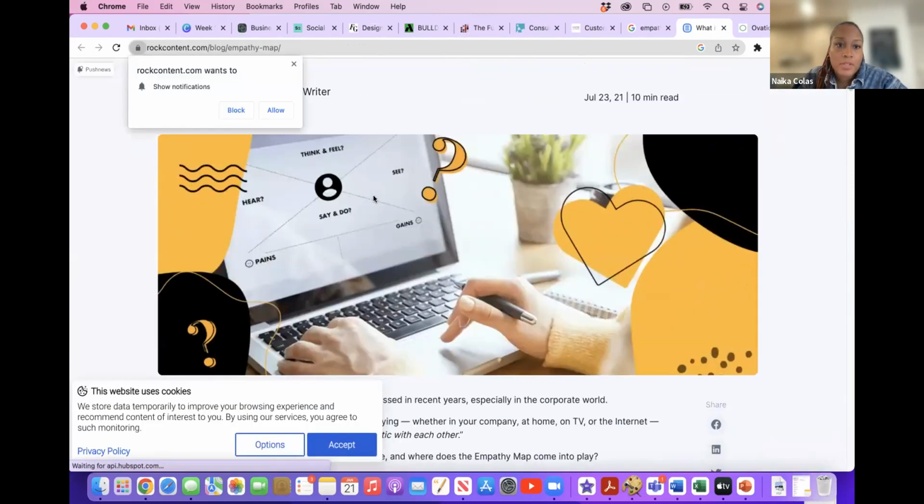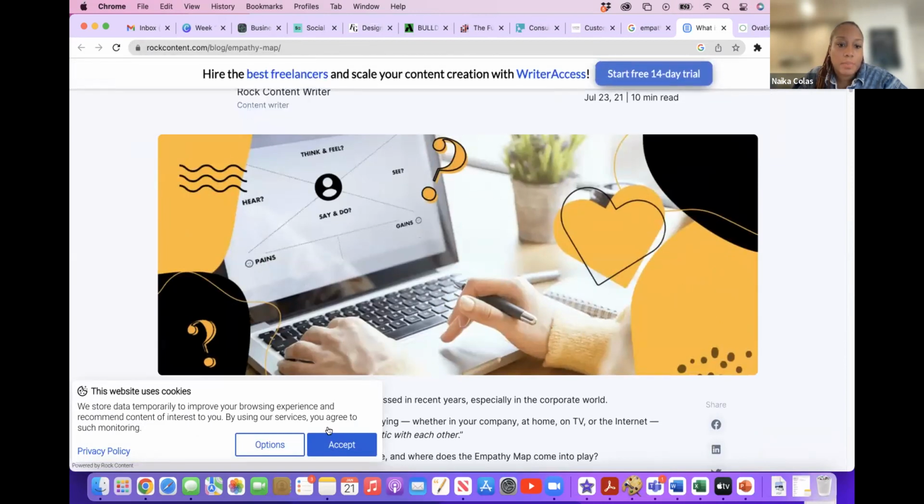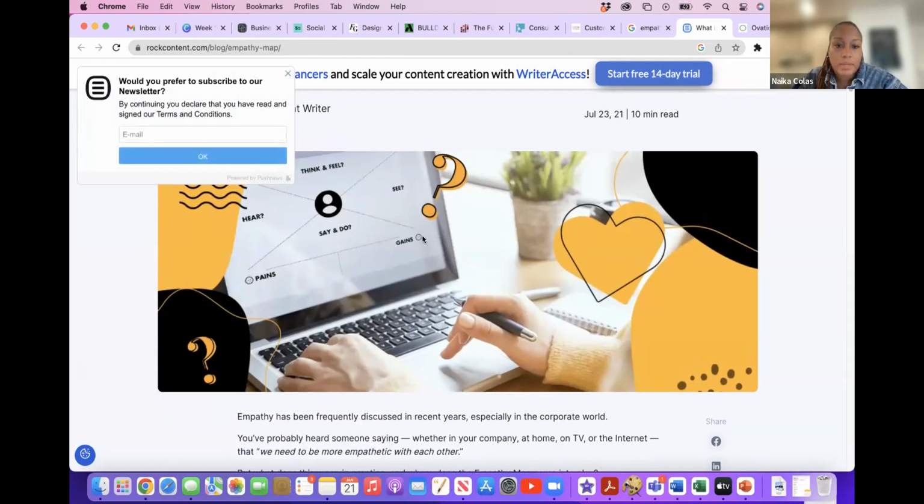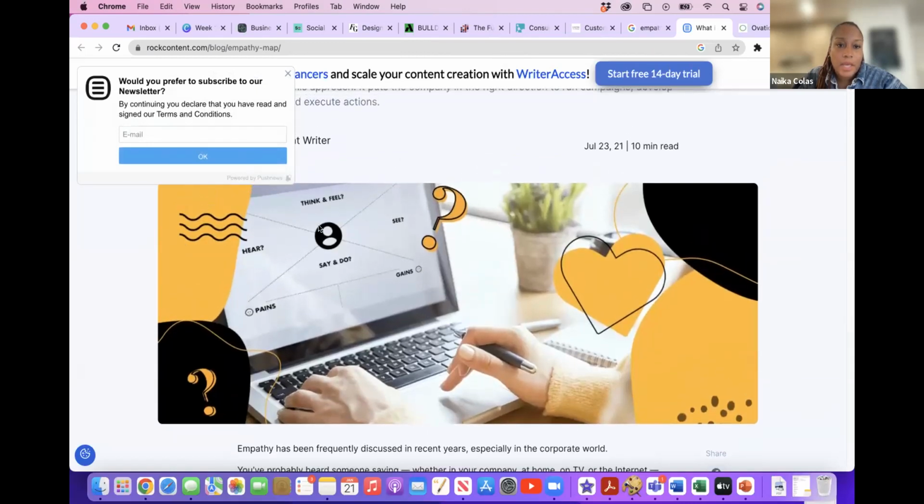Okay, perfect. So usually it has your pains and gains at the bottom. So what are their current pains prior to using your product or service? And what are they gaining by using your product or service? That makes them happy, sad faces for the pains. How are they thinking and how do they feel? Say and do is more of their psychographic. So what are they saying and what do they need?